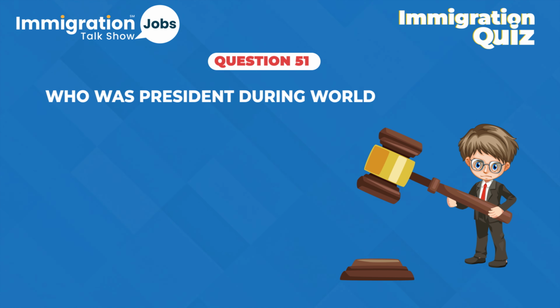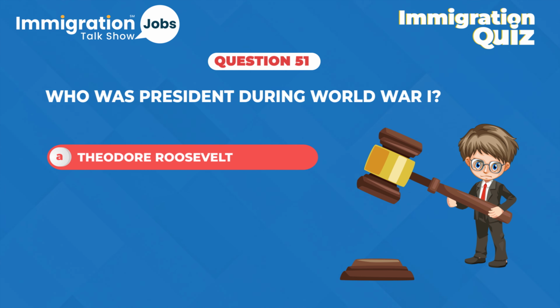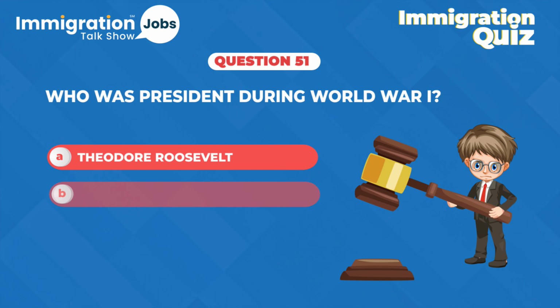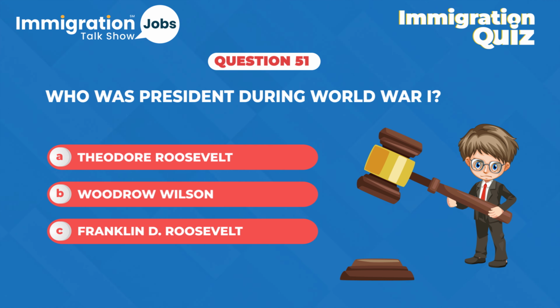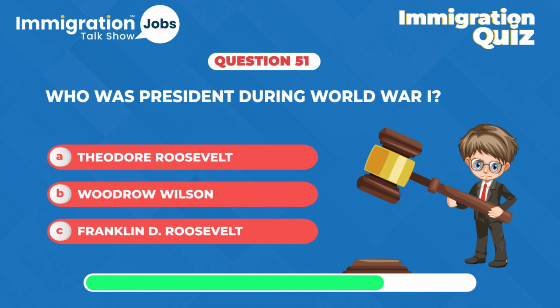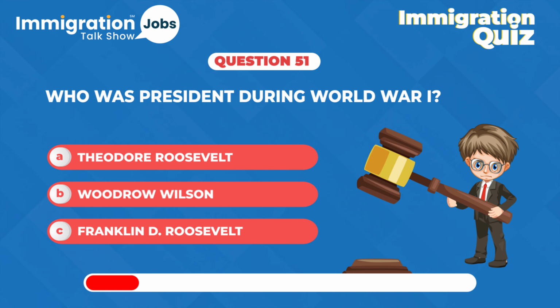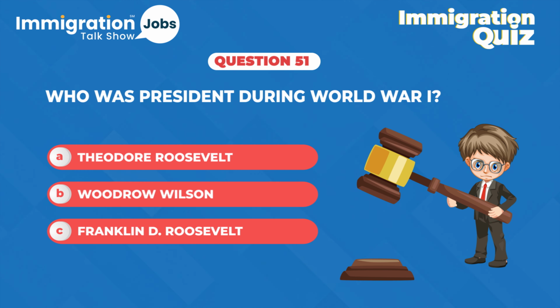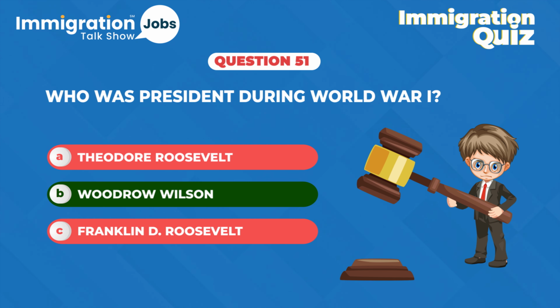Who was president during World War I? Option A, Theodore Roosevelt. Option B, Woodrow Wilson. Or option C, Franklin D. Roosevelt. And the correct answer is option B, Woodrow Wilson.